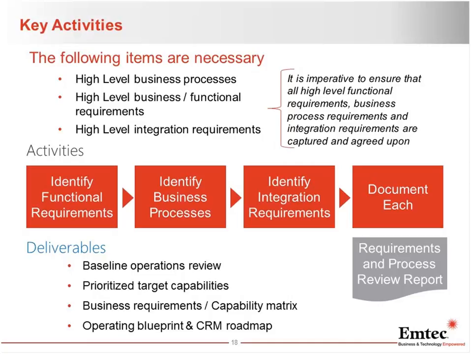And the deliverables: you have a baseline operations review, you have a prioritized list of capabilities. That capability maturity level is very important in taking those requirements and putting them into a matrix so you understand where you're at along the journey. So not only do you have the requirement, but where is your maturity level in that requirement? Have we just started? Have we implemented it and we're really good at it? Is the system using that information to continue improvement or not? And then you have your operating blueprint and CRM roadmap that comes out of it. So again, it's very important to make sure you go through and document.